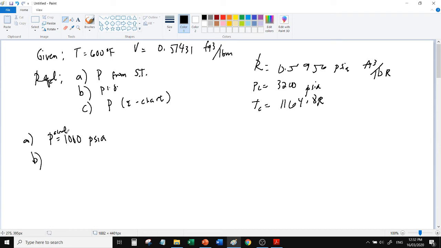So, letter B, using ideal gas, P is equal to RT over V. Let's substitute the values.